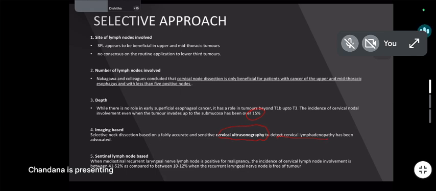Then they have also stated that cervical lymph node involvement is between 41 to 52%, as compared to 10 to 12% when the recurrent laryngeal node is free of tumor. So if the recurrent laryngeal lymph node is positive, then 41 to 52% will have positive cervical lymph nodes, versus 10 to 12% if it is negative.